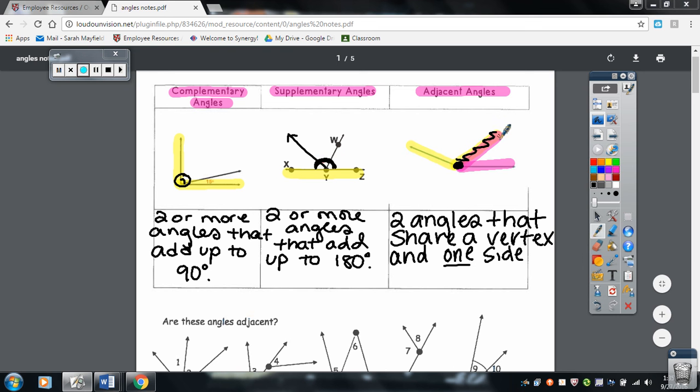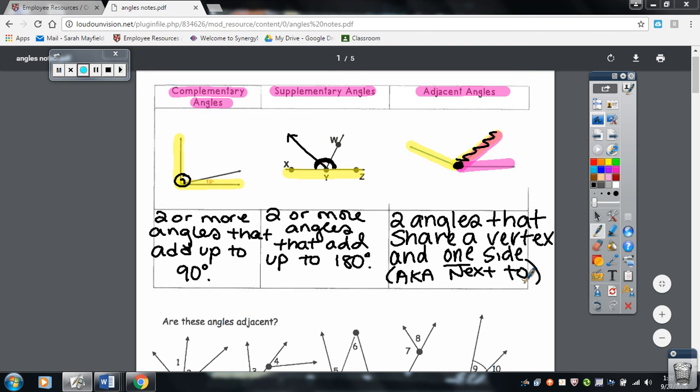They're adjacent. Okay? The word adjacent, it means next to. So the 2 angles that are next to each other. Just like your next door neighbor, they're adjacent to you. It means the exact same thing. So you can also mean AKA next to. Okay? So 2 angles that are adjacent means they're next to each other. They share a vertex and one side.